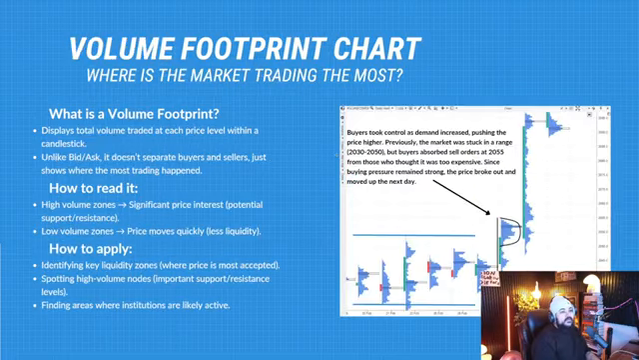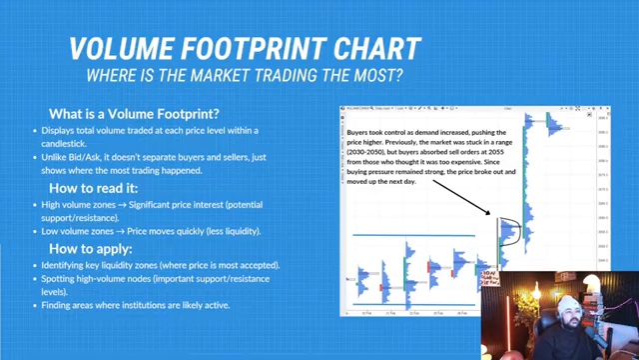Now, what is the volume footprint chart? The volume footprint chart displays the total volume traded at each price level within a candlestick. Unlike the bid and ask, it doesn't separate buyers and sellers, it just shows where the most trading happened. So how do you read it? High volume zones are significant price interest, potential support and resistance zones, and low volume zones are where there's less liquidity and price will move through swiftly.